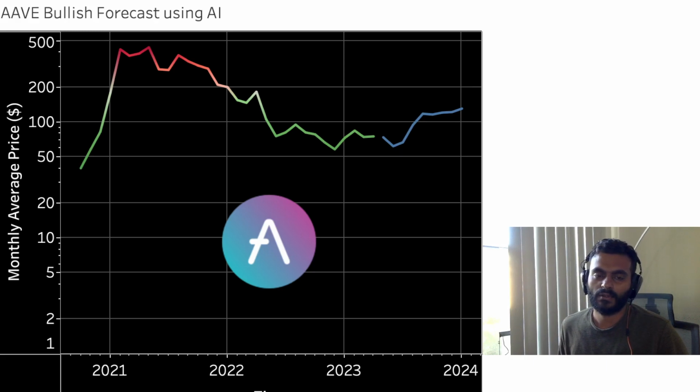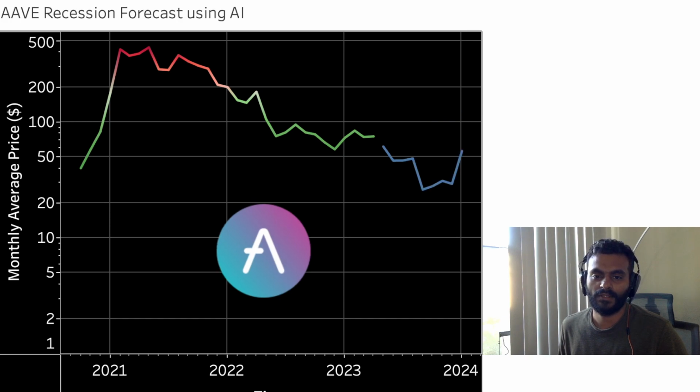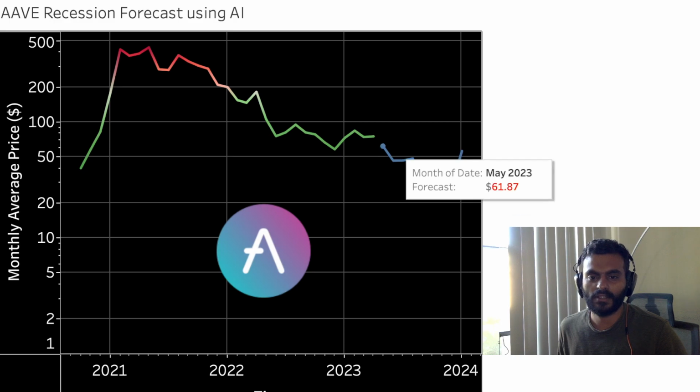So what would happen? The last scenario that I will present is what could happen if we get a recession to this token. Pretty different from what we saw in the first two models. For that, the assumption is we get recession right away in month of May, and that in that scenario the forecasted price, again not financial advice, is 61 US dollars.